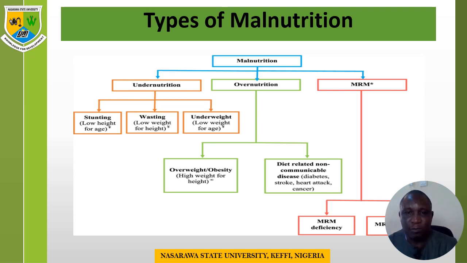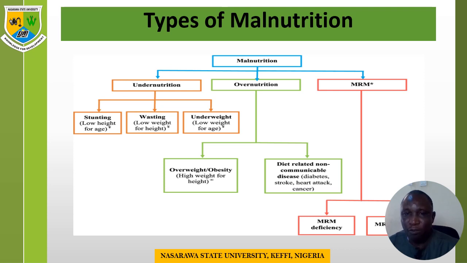The second type of malnutrition is overnutrition, a situation when one eats in excess of what is required. And it has two forms: overweight or obesity, that is high weight for height. We also have diet-related non-communicable diseases such as diabetes, stroke, heart attack, and cancer.